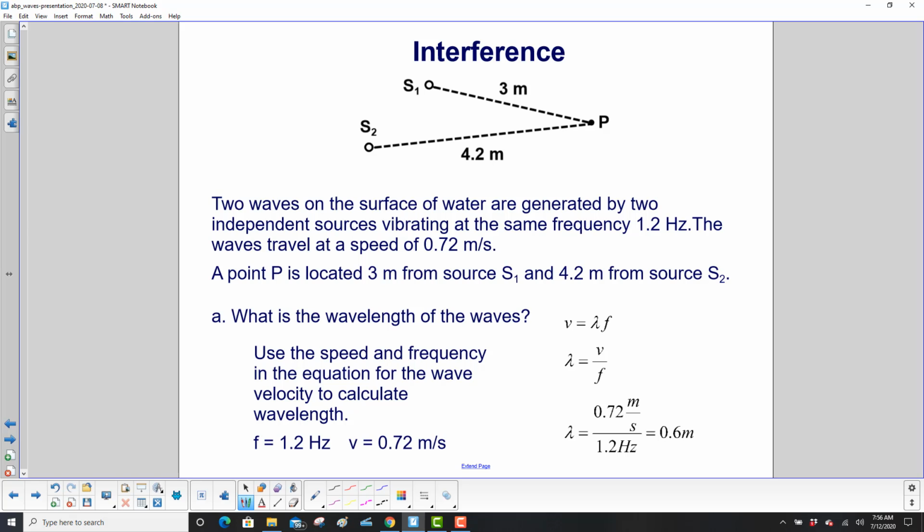What is the wavelength of the waves? Well, we have our wave velocity equation here. Velocity is lambda times f, but we want the wavelength. So we'll divide both sides by frequency. We get lambda is v over frequency. Here's our given velocity. Here's our frequency, and we get 0.6 meters.